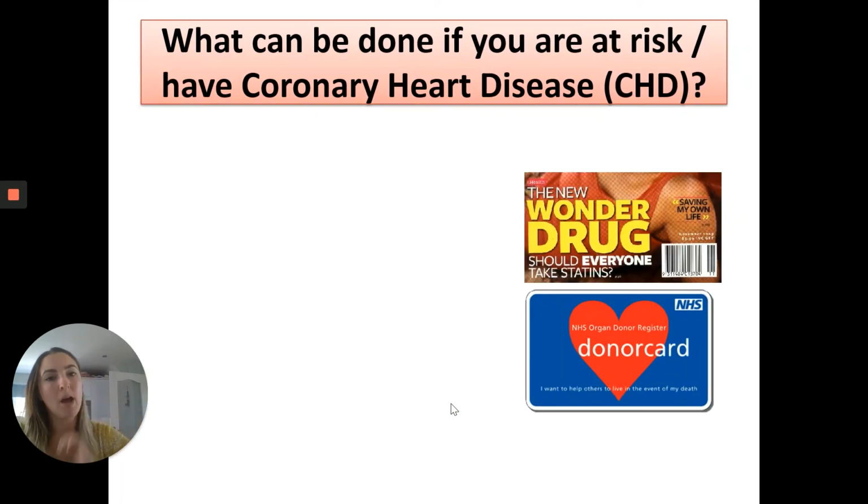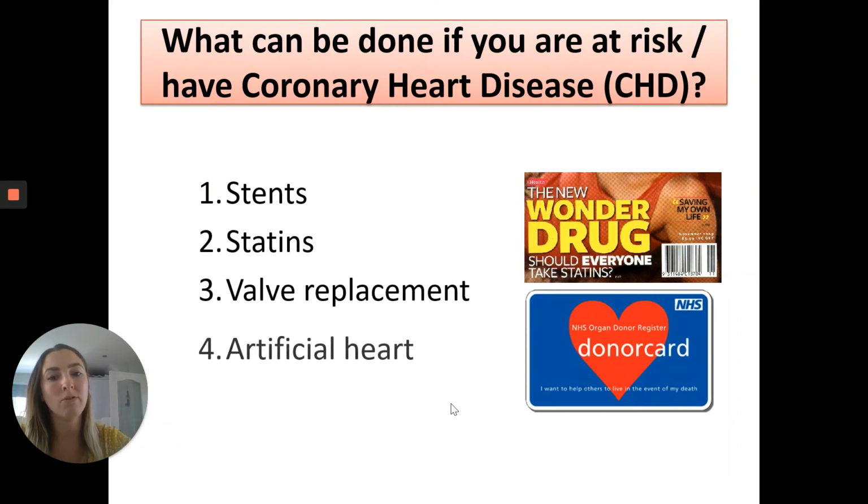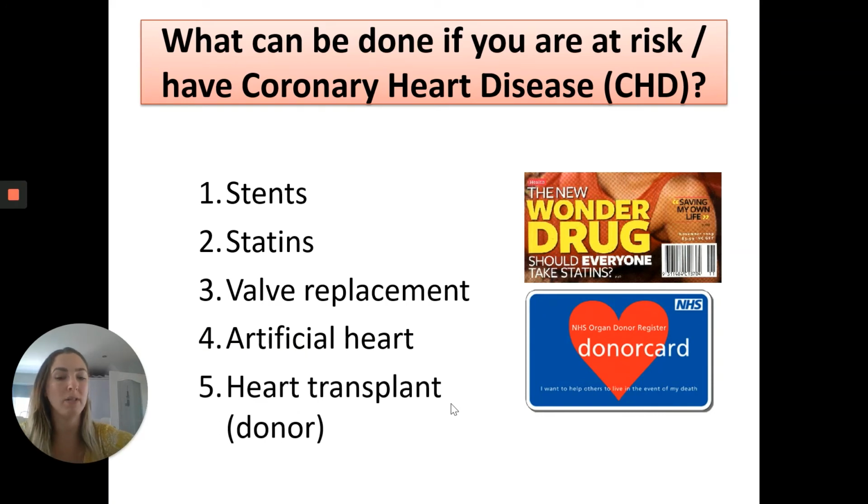Right, so let's have a look then at some of the methods that we're going to be using to help coronary heart disease. So we've got stents, which was mentioned in the video, statins, valve replacement, and artificial heart, and then obviously finally is your heart transplant.